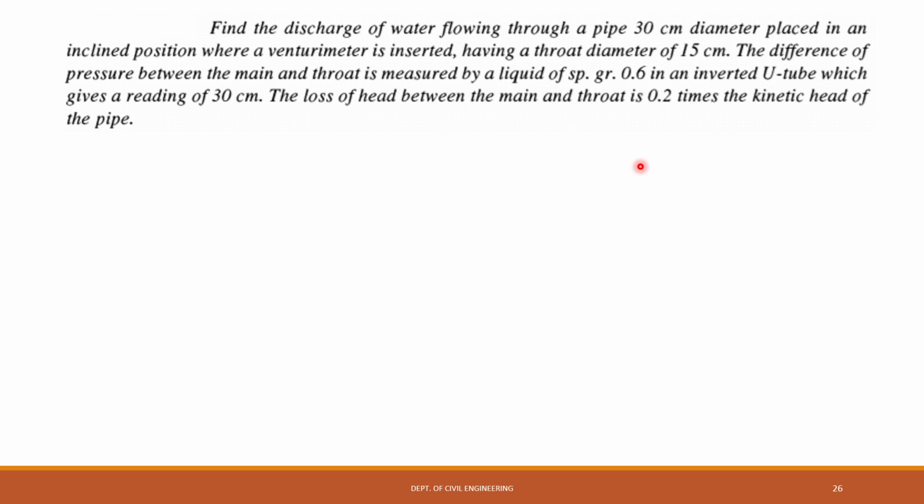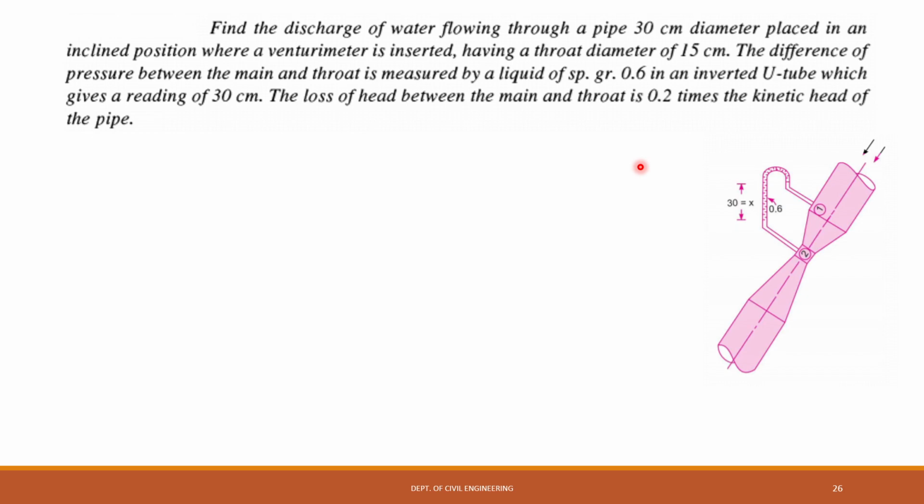So when water is moving from the inlet section to the throat, there is some loss occurring. Total energy is not the same, some loss is occurring. That loss is 0.2 times the kinetic head of the pipe. What is the equation for kinetic head? It is v square by 2g, where v is the velocity. So 0.2 into v square by 2g will be your head loss HL. Now we'll write the given data.